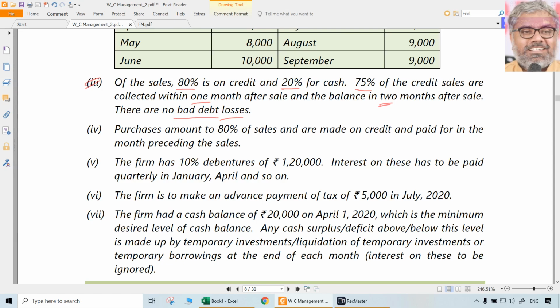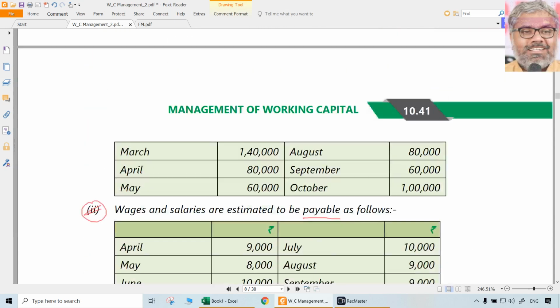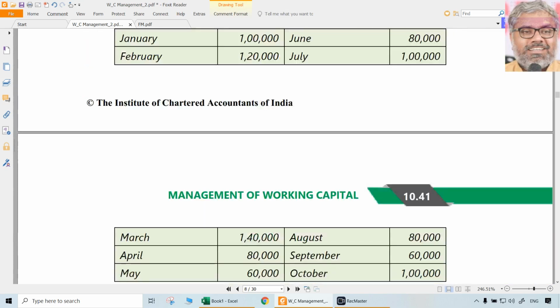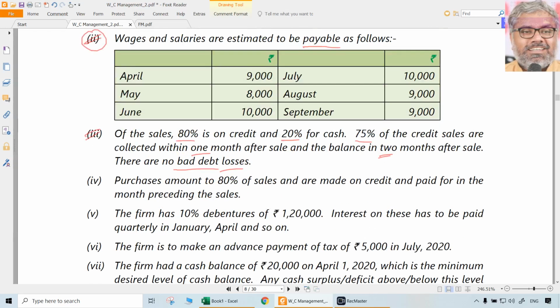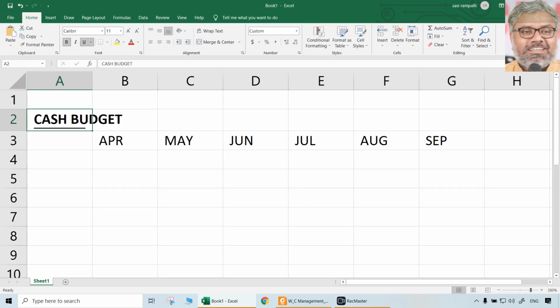So how to get collection from debtors is one part. But prior to that, we can get cash sales for sure. That is direct. Cash sales can be taken directly. How much cash sales are? 20% are cash sales directly. So we are talking about the final answer here. So this is cash budget. Anything else will be in the working note.